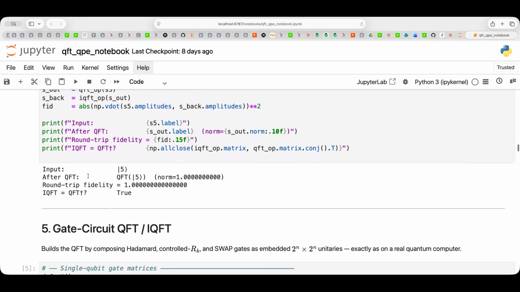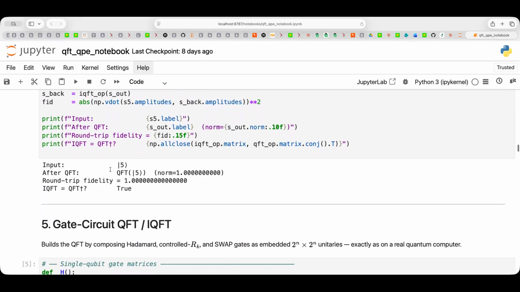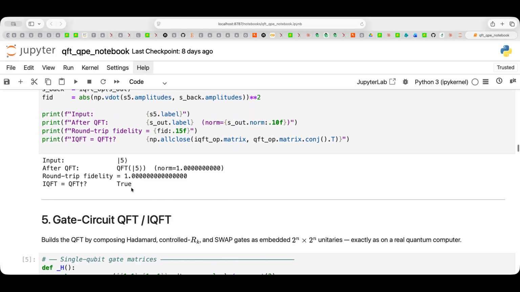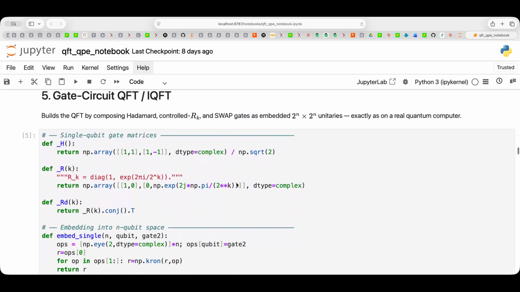And you can see now that after I've done the QFT, this is the input state. So I have 4 qubits. That means that my matrix is dimensionality 16 times 16. And when I then have an input state, which is state number 5, and I perform the QFT, I see then that the norm is equal to 1, so that is correct. And I also test the difference between the inverse QFT and the Hermitian conjugates.